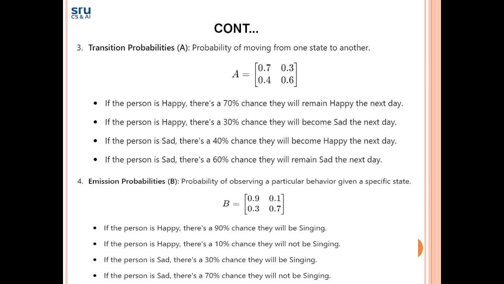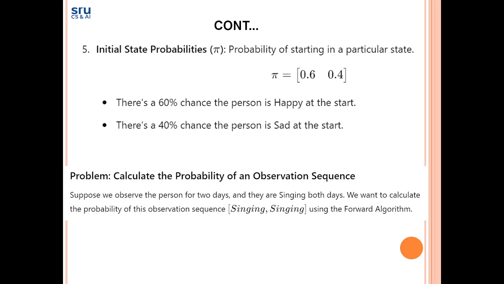So what we observe there, based on the condition, there will be some outcome, which is represented by these two matrices: the transition matrix as well as the emission probability matrix. Initial state probabilities: the probability of starting in a particular state is given by this one. So there is a 60% chance the person is happy at the start. There is a 40% chance the person is sad at the start.